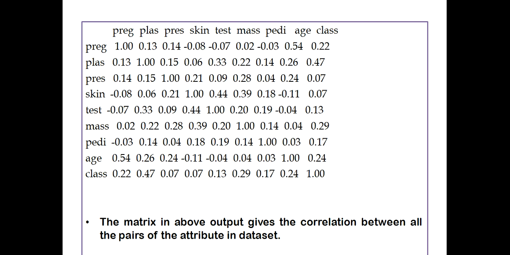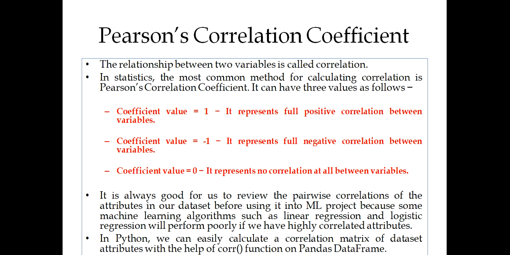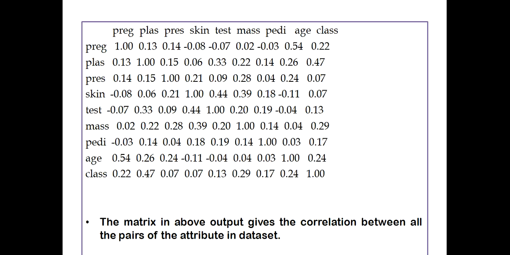But preg and skin, you got the minus value, minus 0.08. So you understand what it means. Okay, as you have seen, in case of -1, we say that there exists full negative correlation between them. But it is not exactly -1, but still it is a negative value. Okay, so their correlation is somewhat negative. Then with the other attributes, you can analyze them.